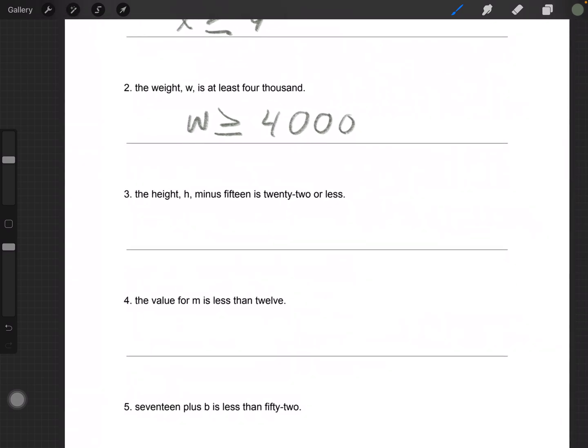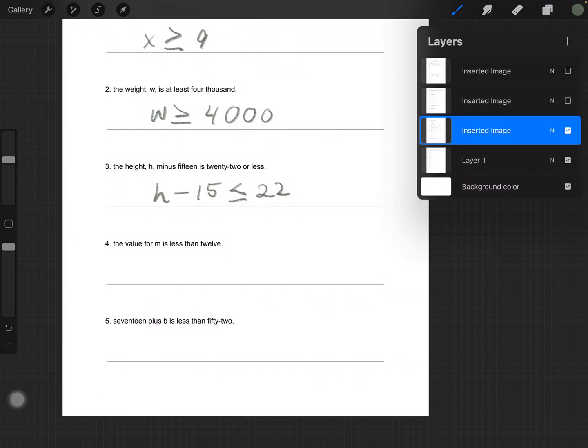The height h minus 15 is 22 or less. So less than or equal to 22. And you can do the rest for the last two.